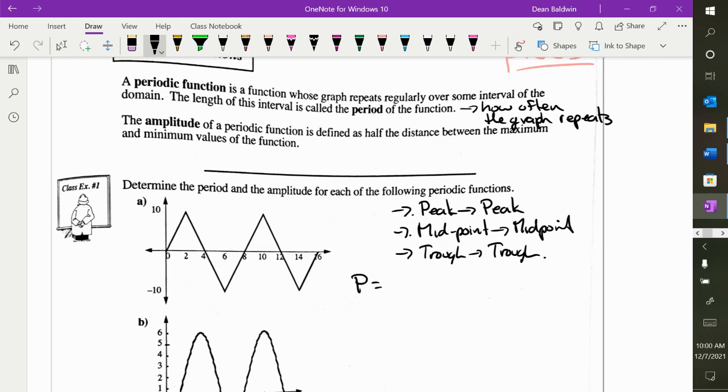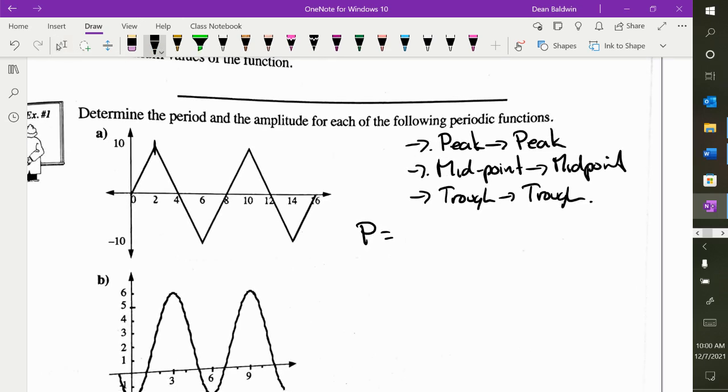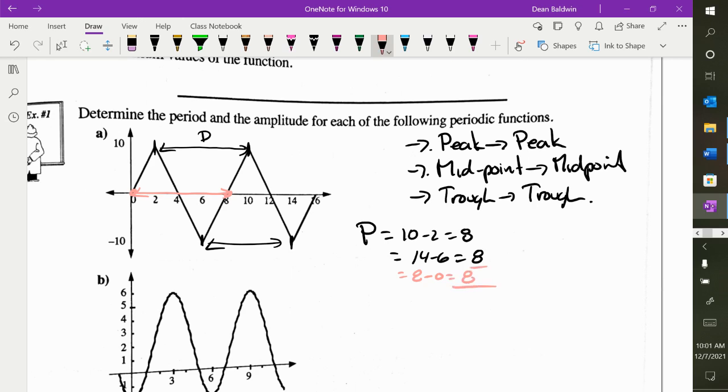So for the first graph here, if I said, what is the period? What's the distance between the peaks? That distance is the period. 10 minus 2 equals 8. You could measure the difference between the bottoms or the troughs, which is 14 minus 6, which is 8. Or you could do the midpoints. What I mean by midpoint is that distance. That's the midpoint of the graph. It's equidistant between the top and the bottom, which would be 8 minus 0. Obviously, most people just do peak to peak if it's easy to measure. Does that make sense?